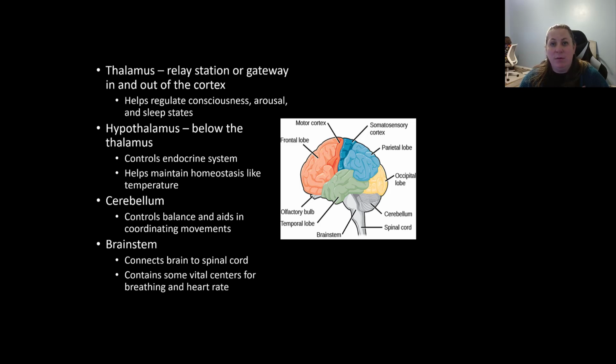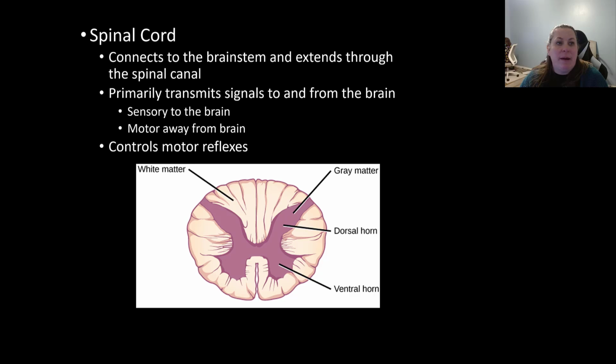So if the brainstem is where the injury has taken place, we do see that they might be brain dead very quickly because of the fact that then they can't breathe on their own or be able to have their heart beating. We then have the spinal cord. The spinal cord is going to connect from the brainstem and extend through the spinal canal down. It's primarily there to transport signals to and from the brain.